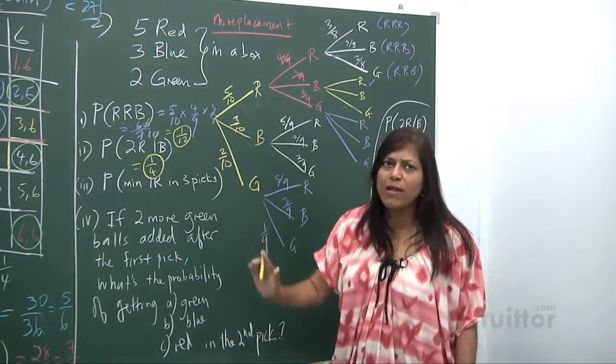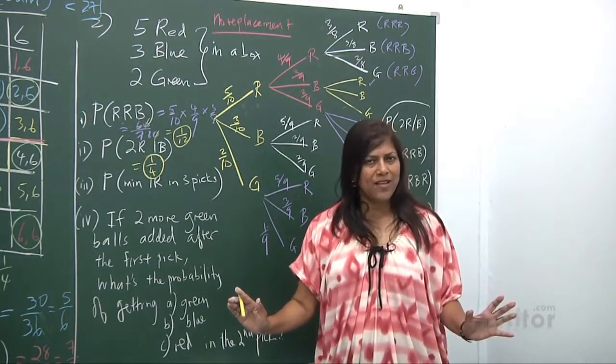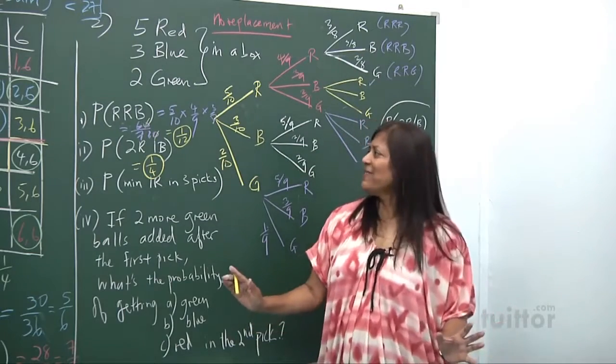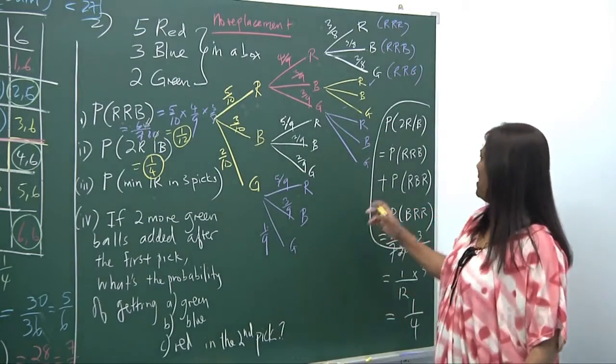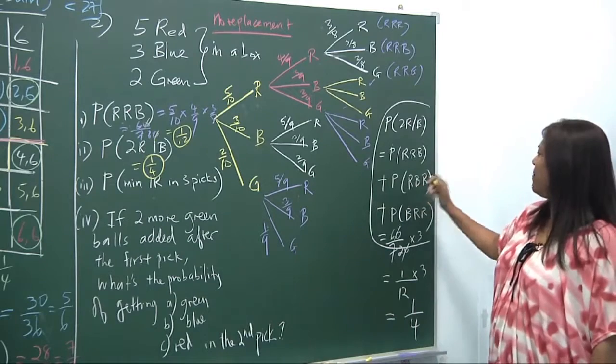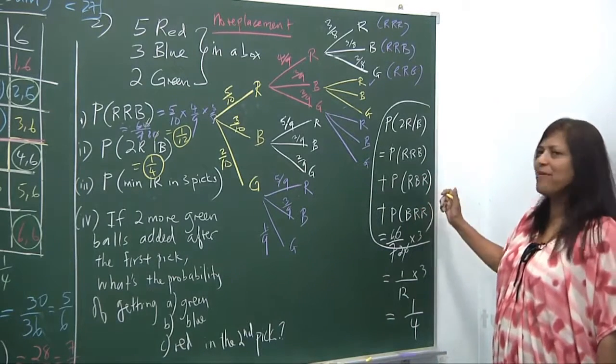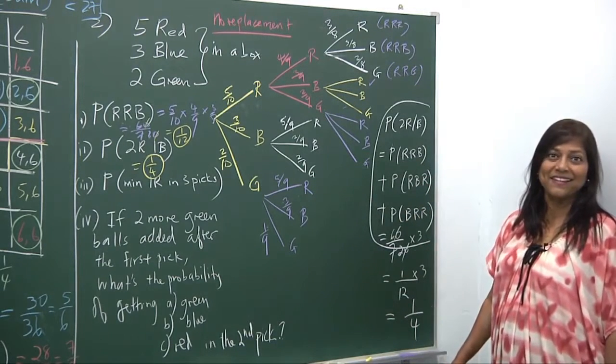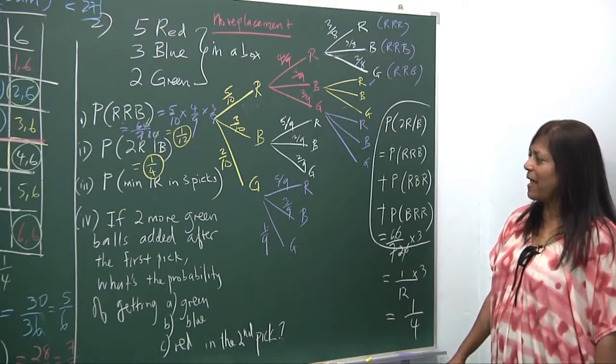But if you want 2 reds and 1 blue, you're not fussy. Alright? So then it can be a red, red, blue, a red, blue, red, a blue, red, red. That's how you get it. Okay? So please take note of that.